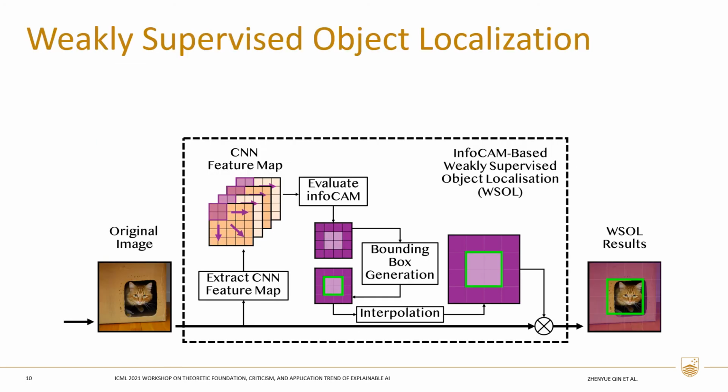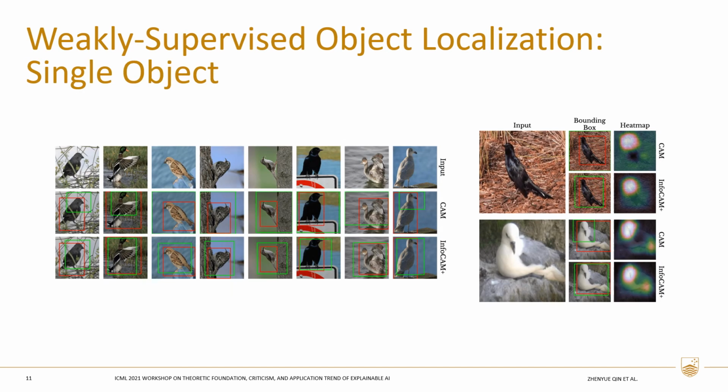Let us see some experimental performance. In the original CAM paper, the authors had the weakly supervised object localization task. Specifically, as the figure shows, given a neural network classifier, we localize the object corresponding to the label. This slide displays some qualitative results for localizing single objects. As we can see in the left figure, InfoCAM can localize the objects more precisely than the original CAM. For the previous CAM, the bounding boxes don't tightly surround the objects. In the right figure, we can see that InfoCAM focuses on the entire object instead of just concentrating on a part.